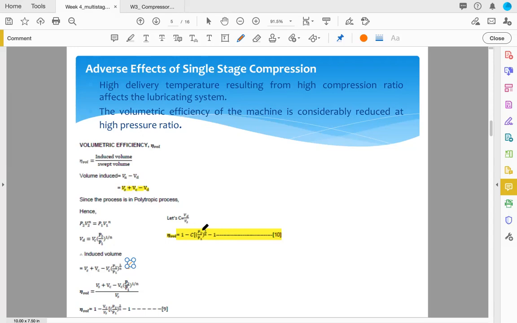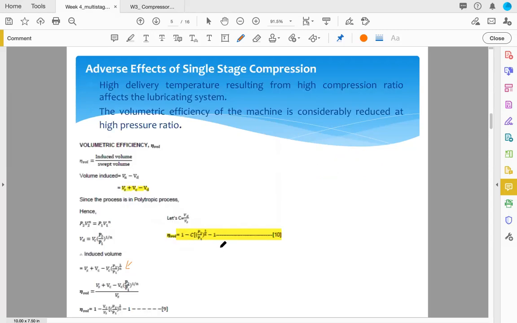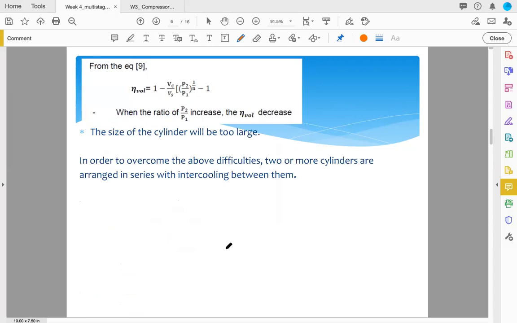It seems like this volumetric efficiency is greatly affected by the pressure ratio. The higher the pressure ratio, the lower the volumetric efficiency. So we try to reduce the pressure ratio P2 over P1. Okay, so the smaller this is, the better we are. So from the previous equation, as the ratio of P2 over P1 increases, the volumetric efficiency decreases.